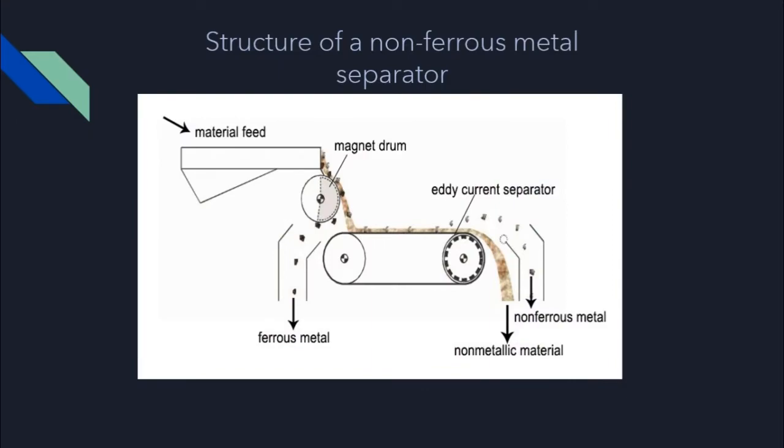The structure of a non-ferrous metal separator consists of a vibrator at the top, two magnet drums, in which one has alternating magnets and the other has a permanent magnet, and the conveyor belt that allows the materials to move along.